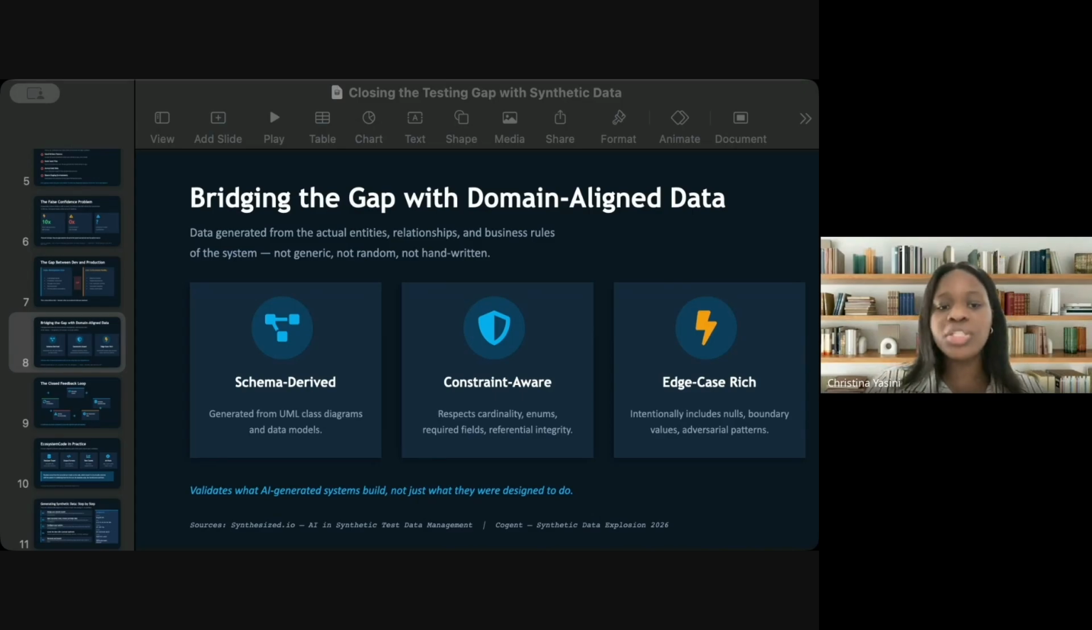We also have constraint aware, where the required fields are always populated, the optional fields are sometimes null, the cardinality is respected. So you get customers with no orders, customers with 1 order, and customers with hundreds. We also have edge case rich, right, where boundary values, null combinations, and adversarial patterns are deliberately included because the absence of a constraint is information about what the system should tolerate.